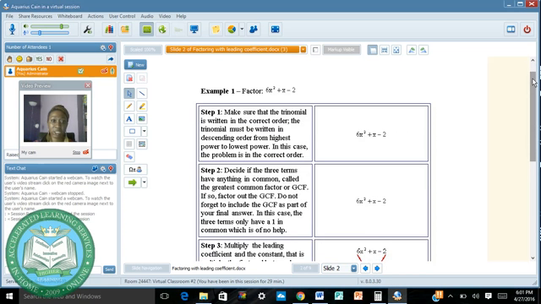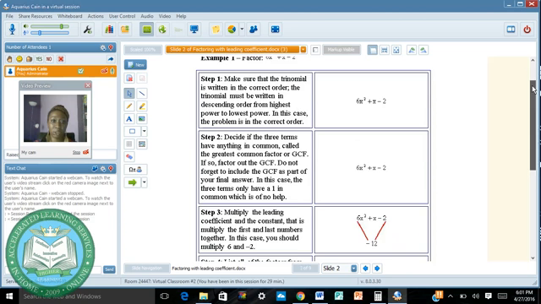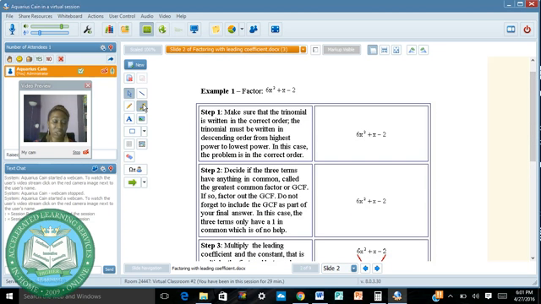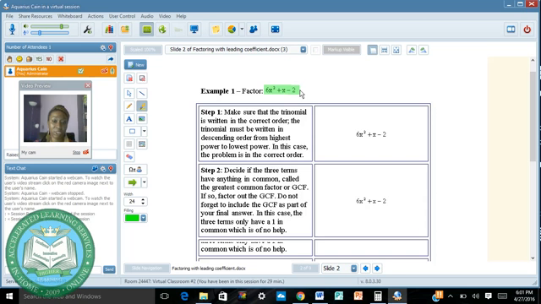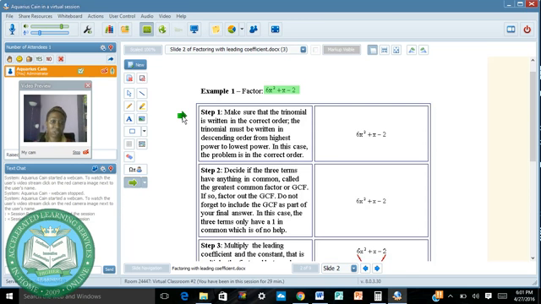Okay, so let's look at this example. The example says, factor 6x squared plus x minus 2. Remember, step 1 says to make sure that the trinomial is written in the correct order, descending, from the highest power to the lowest power. But this is already written in descending order.